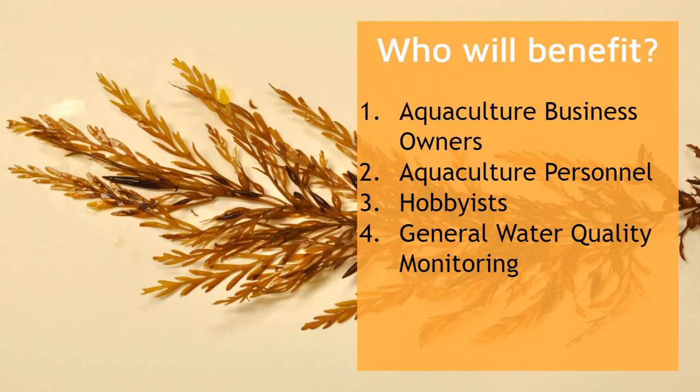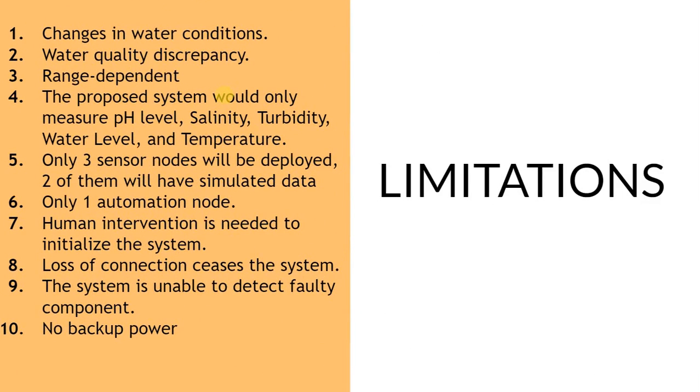Who will benefit? First, we have aquaculture business owners, aquaculture personnel and employees, hobbyists and enthusiasts, and for general water quality monitoring purposes. The system does not cover changes in water conditions or water quality discrepancies. It is range dependent. It will only measure pH, salinity, turbidity, water level, and temperature.